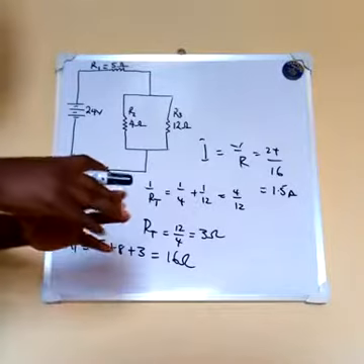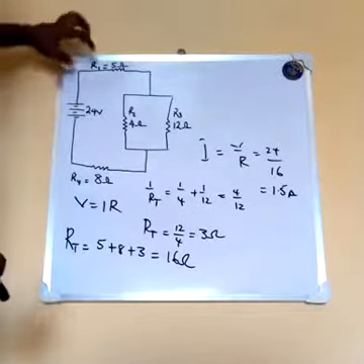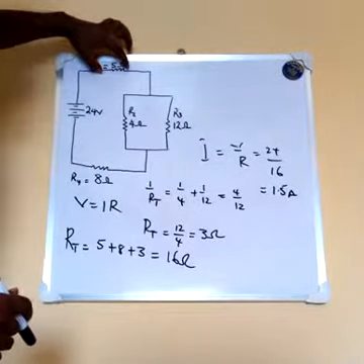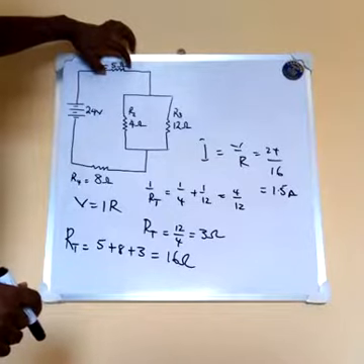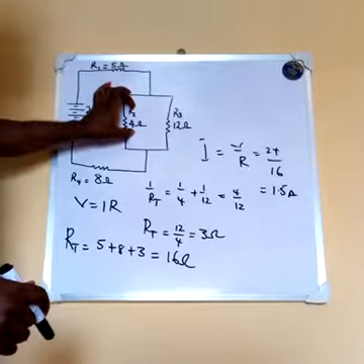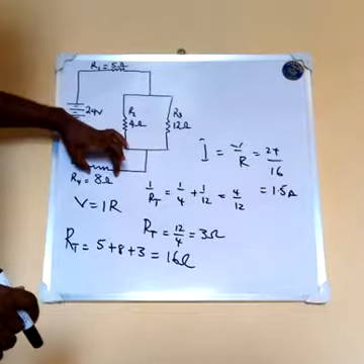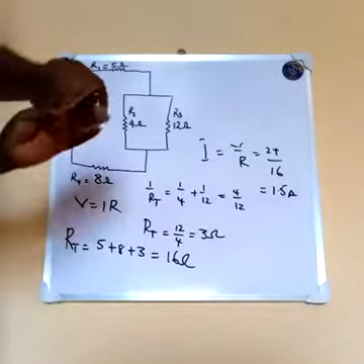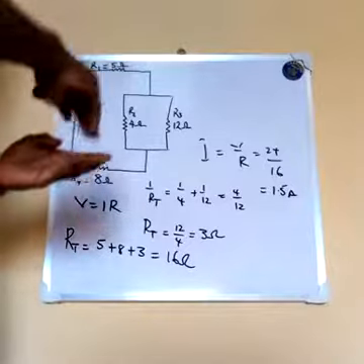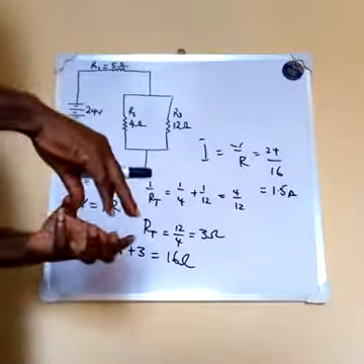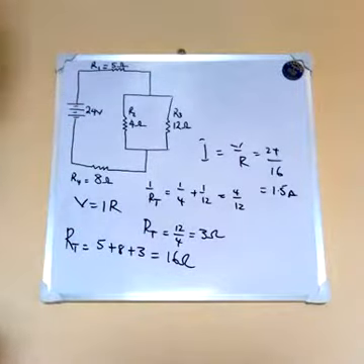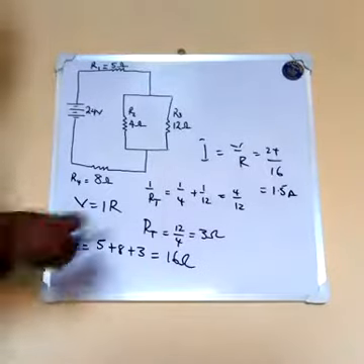So the job is moving. Then you need to know the current and the PD across each resistor. I want to see how the current will circulate and how the PD will drop in those resistors. That is our next target now.